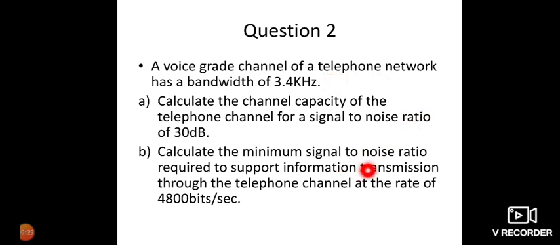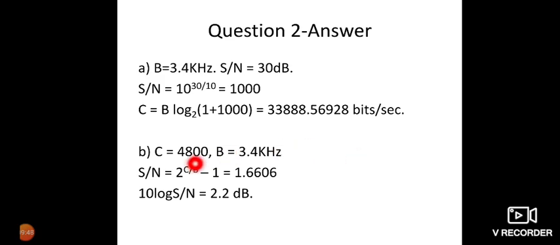So when we are doing that sub question B, what is bandwidth capital B? That is equal to 3.4 kilohertz. And what is R? 4800. And this R equal to what? C itself. So C is given, B is given. What you want to find out? S by N. മനസ്സിലായോ? Okay. So here listen, C equal to 4800, B equal to 3.4 kilohertz. What was our expression? C equal to B log base 2 (1 plus S by N).